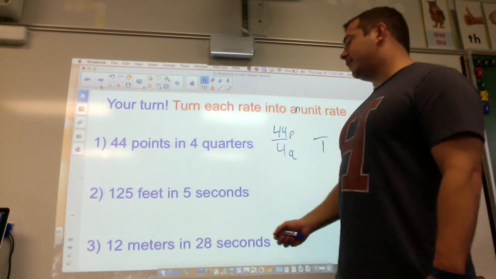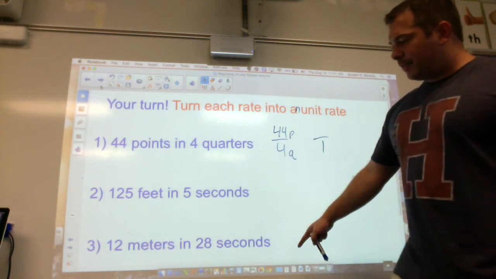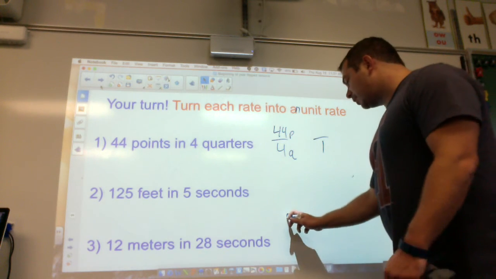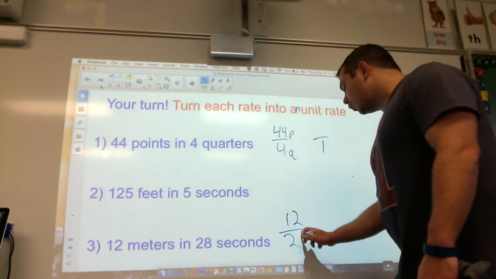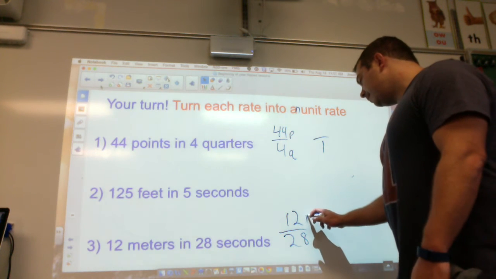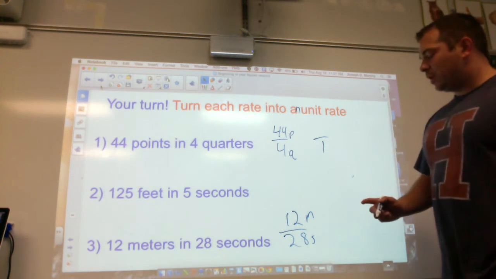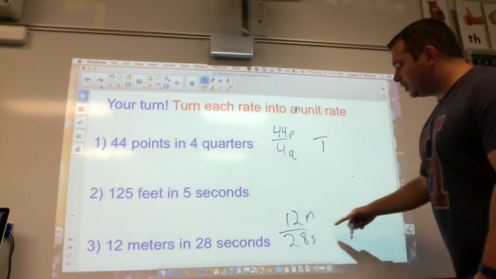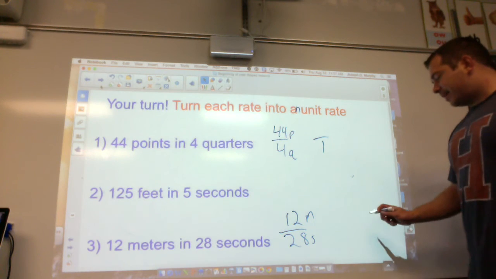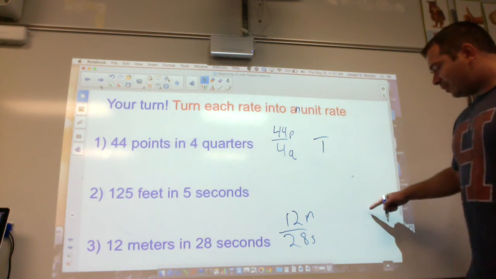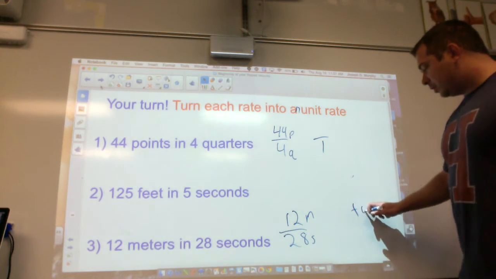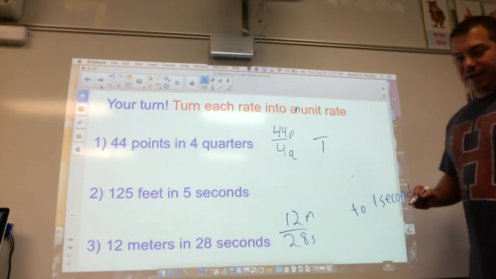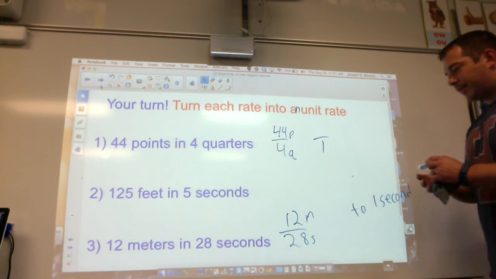Then 125 feet in 5 seconds. Notice number 3, you have one of those sticky situations where you have 12 meters in 28 seconds. It's going to look like this, 12 over 28, 12 meters for 28 seconds. So you're going to have one of those situations where you just have to reduce it by using the greatest common factor and then put, not "to seconds", but "to 1 second" at the end of that one, okay? Kind of helps you with that one.